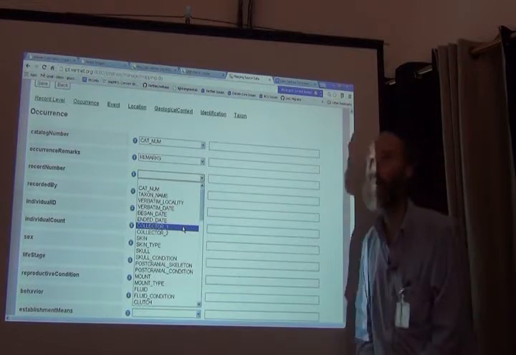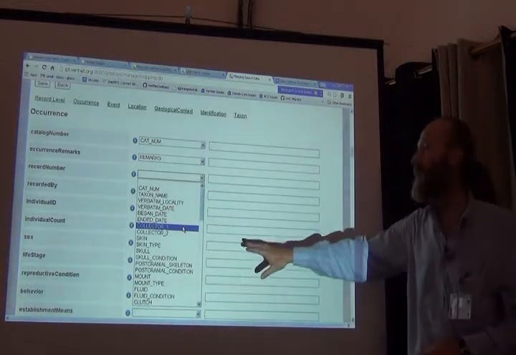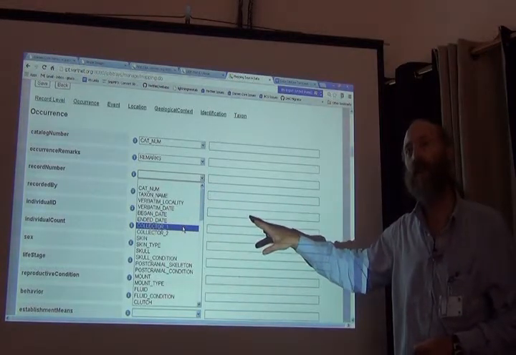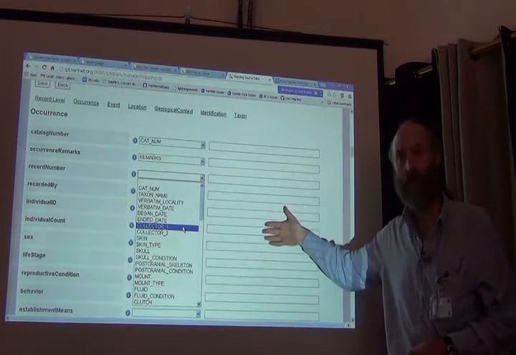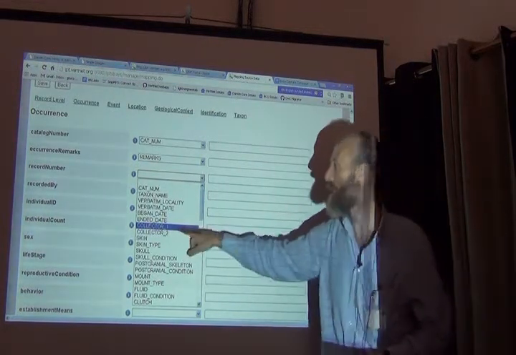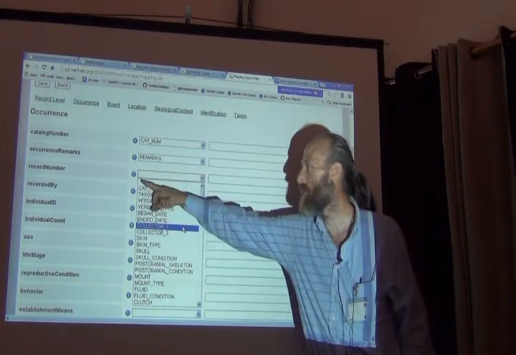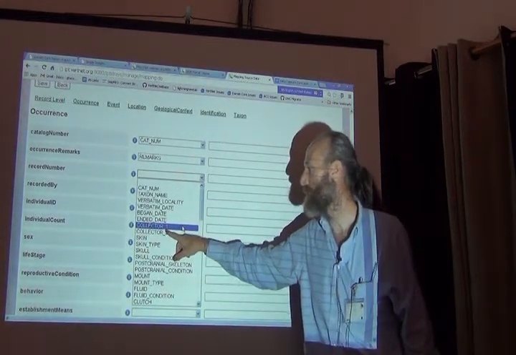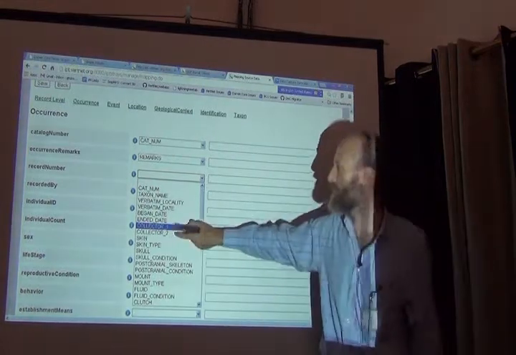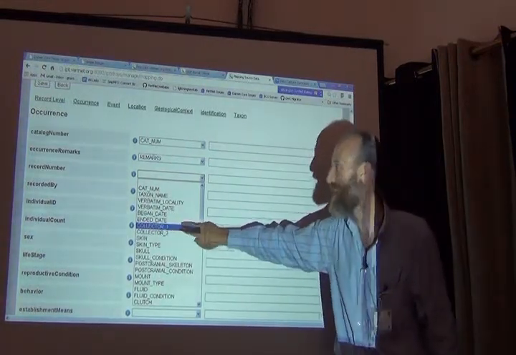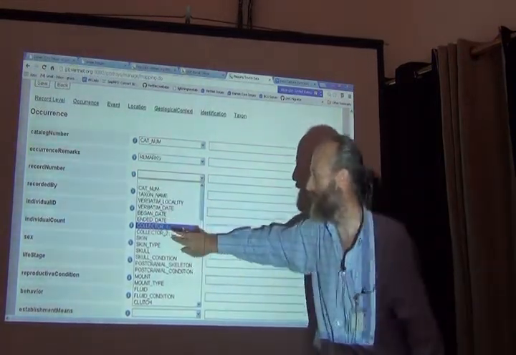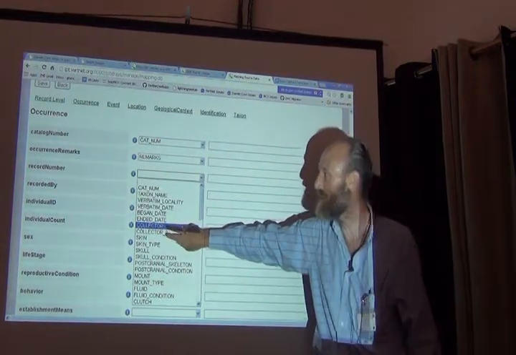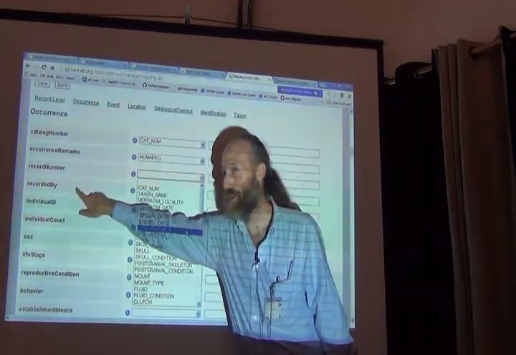So I do a whole series of manipulations of the data before it even comes to this point, so that when I come to this point, I have a concept of recorded record number that is the combination of the two. And I realize at this point I've confused two things. Sorry. Record number is a collector number, and I'm confusing it with collectors. There are two collectors. That's what recorded by is.